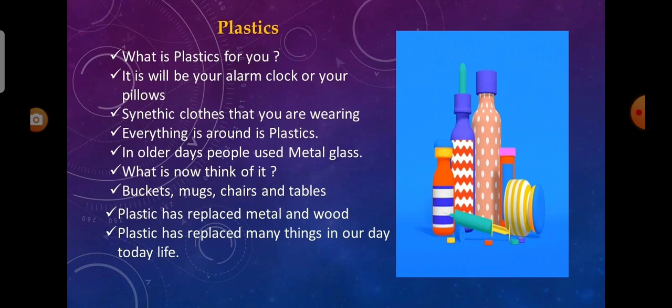In old days, people used metal and glass. Now think of it: buckets, mugs, chairs, tables, everything is in plastic. Plastic has replaced metal and wood. Plastic has replaced many things in our day-to-day life.